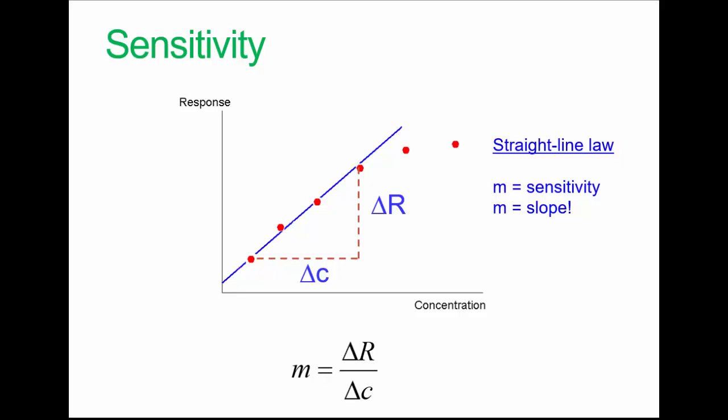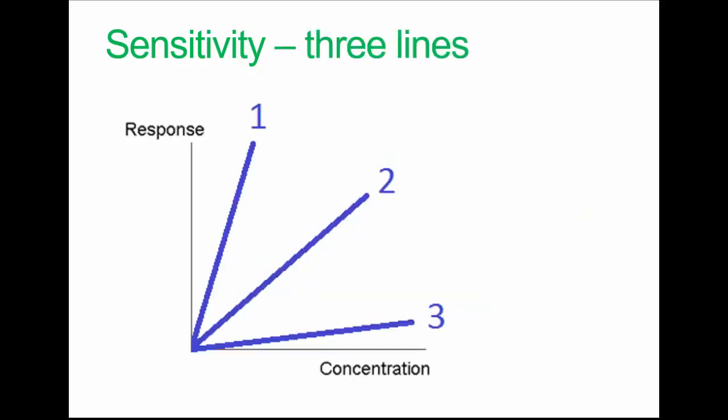Now, why does it matter? It matters in experimental design. Here's three possible lines. If you look at line 1, we get a big response. A small amount of our analyte produces a big change in the detector response, but unfortunately it only does it over a relatively small concentration range.